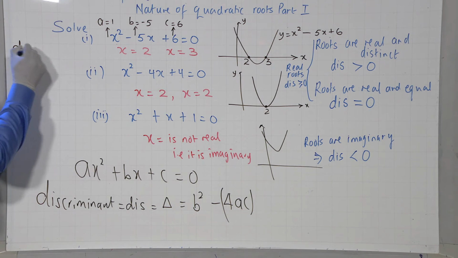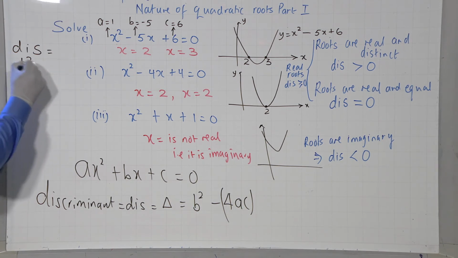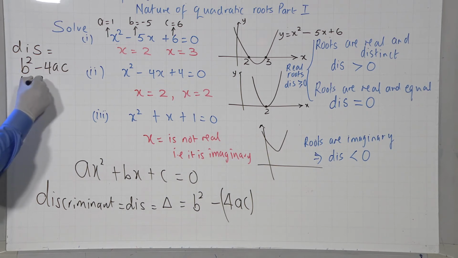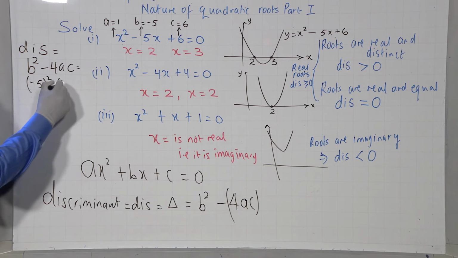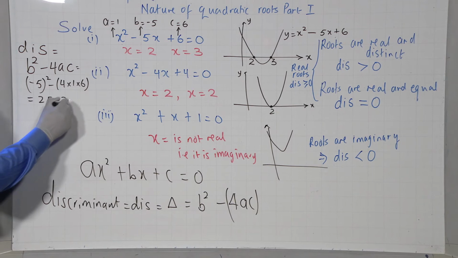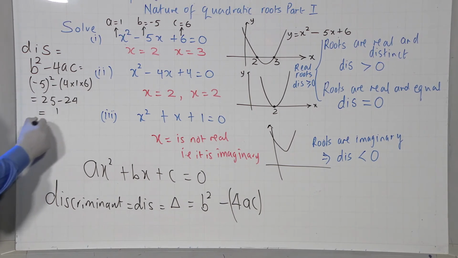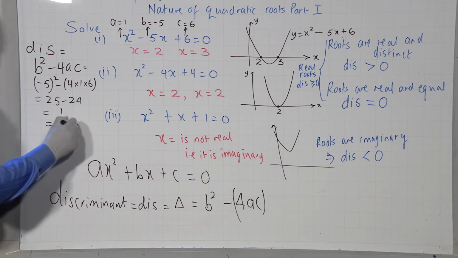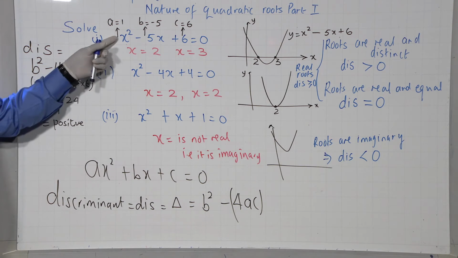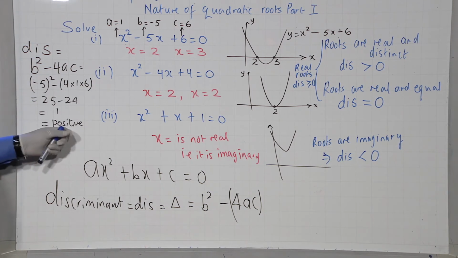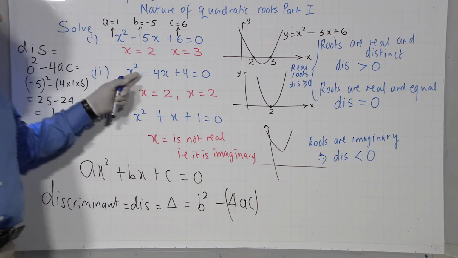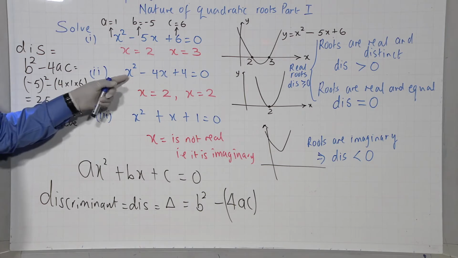If you calculate the discriminant, which is b squared minus 4ac, it gives you minus 5 squared minus 4 times 1 times 6. So 25 minus 24, which is 1, which is positive. So the discriminant of this equation was positive, and therefore I would have immediately concluded that the roots are real and distinct.